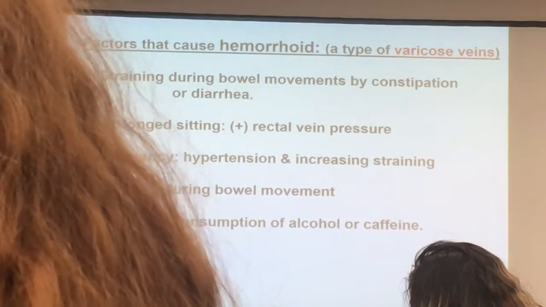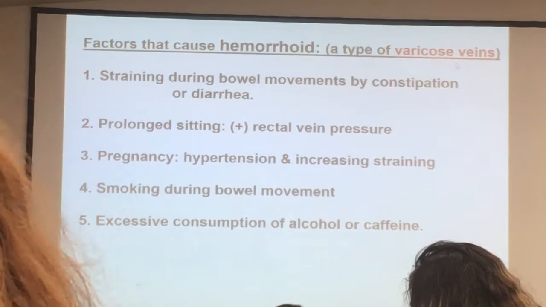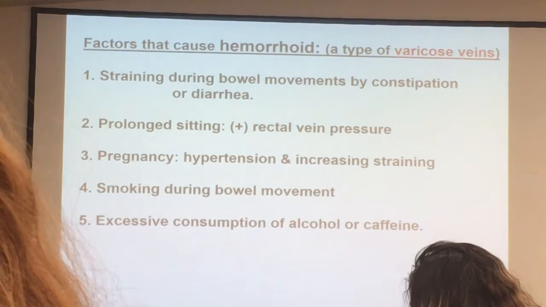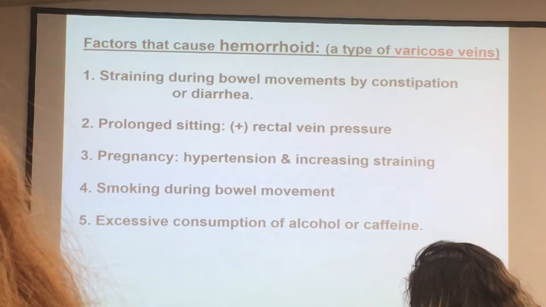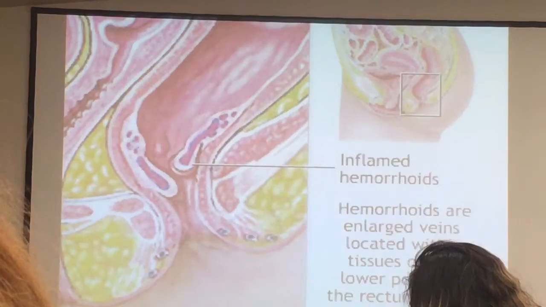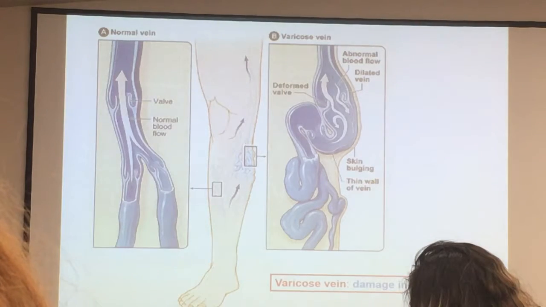Now the other problem, the term here, we call varicose vein, is the damage of the valve. It's a venous valve, and hemorrhoid is one of the types. Now I want to go back to the original. That one is varicose vein, which happens in superficial veins.